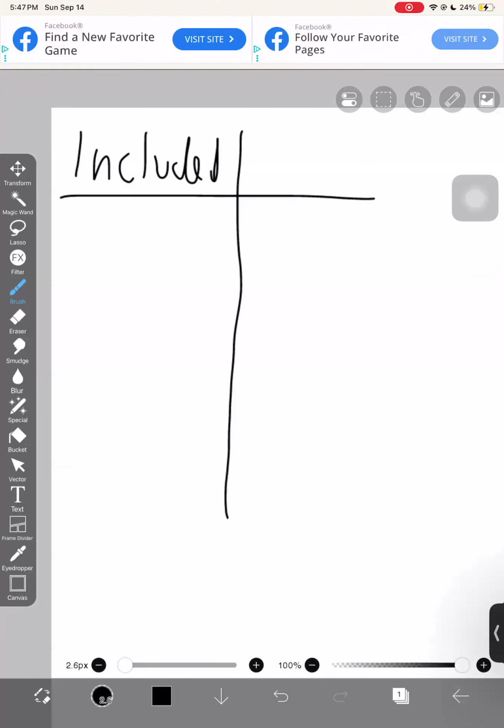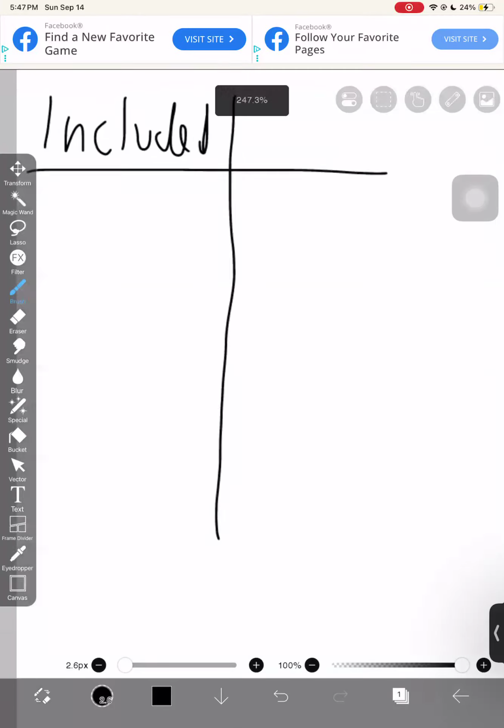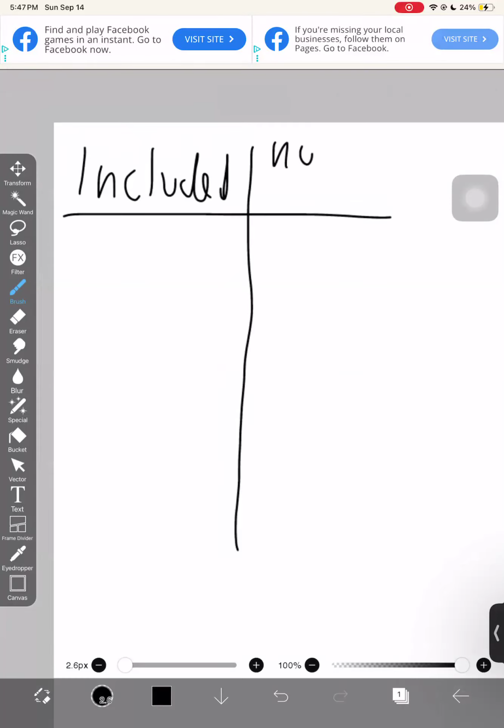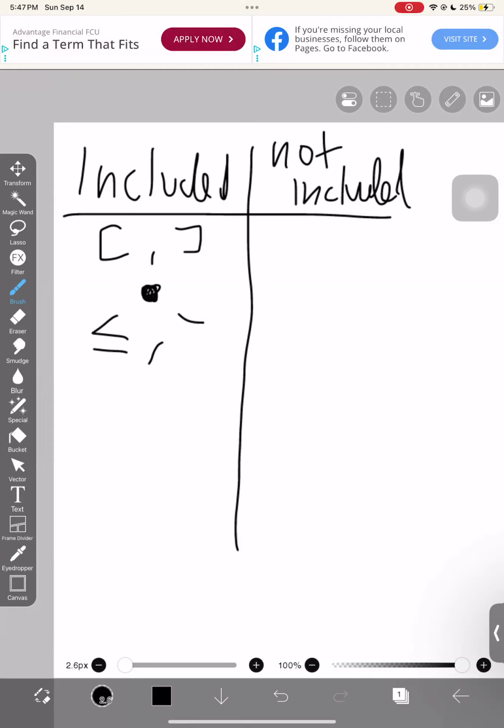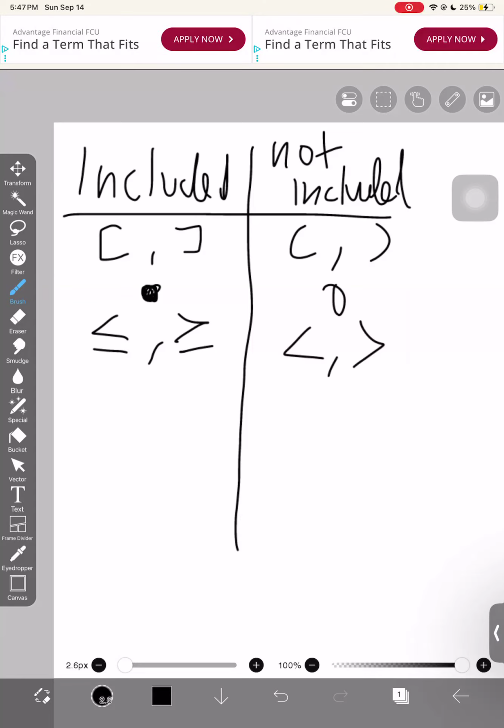to this. So it's included and not included. And what this means, well, we know that included means that it is a bracket, right? There is a dark circle, and we use less than or equal to or greater than or equal to. Not included means that there is parentheses, open circle, less than, or greater than. Now, let's look at some examples.